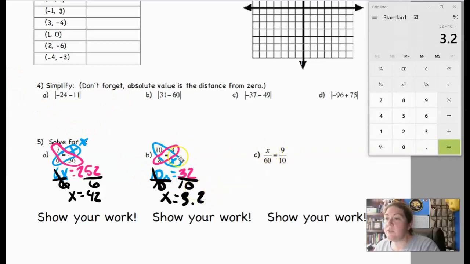So all we're doing is cross multiplying on these and then working the rest of our equations the way that we know how. That's it. That's all there is to it.